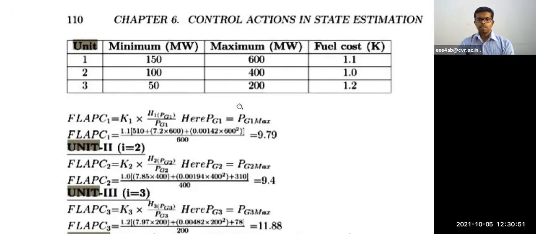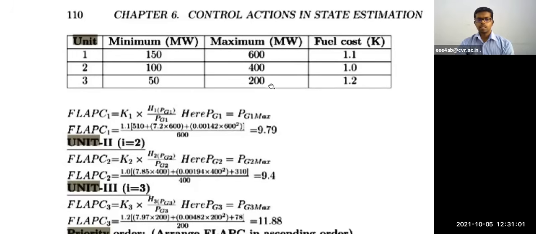Next, what is the next? That is 400 megawatt. PG2 has 400 megawatt. Next, for the third generating unit, the maximum is 200 megawatt. So similarly, we need to substitute 600 megawatt in the heat rate 1. Okay, heat rate 1, and this is already given. K1 is already given. That is 1.1.